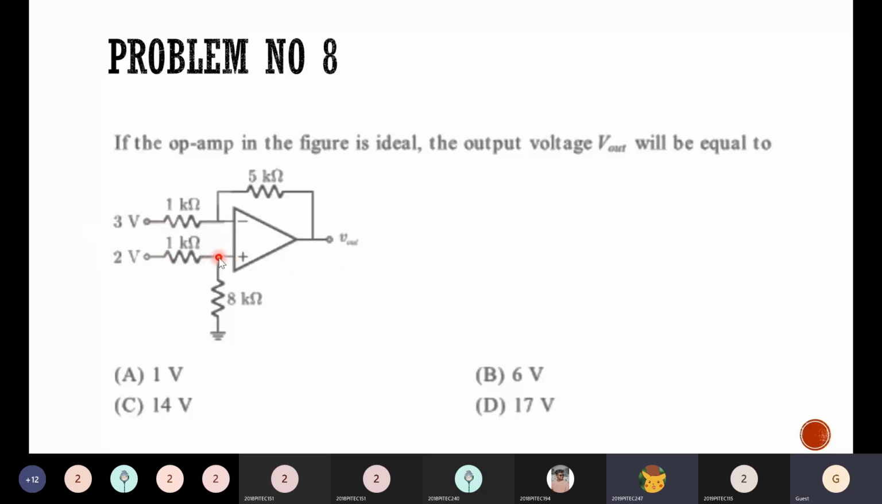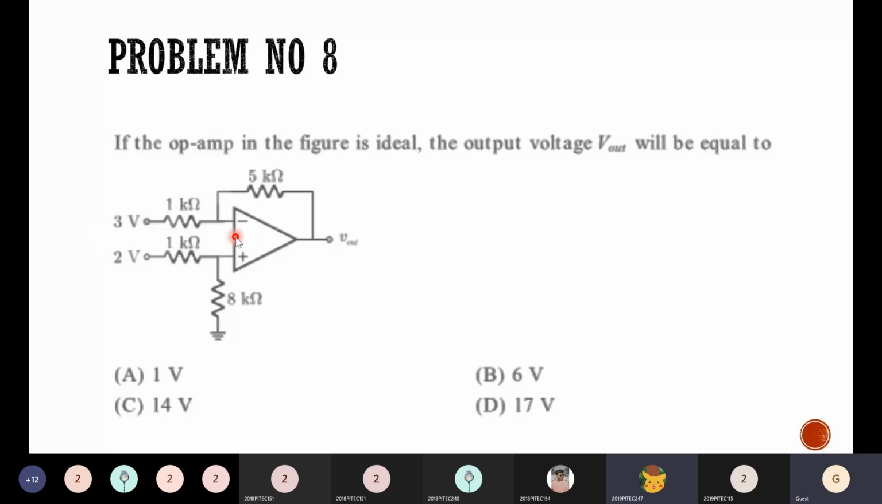Write the KCL equation for this node, and this node. Then comparing these two, you can find out the value. By the op amp, both the values should be equal, is it not? The potential at the inverting and non-inverting terminals should be the same. So using that, you can find out. Or directly, you can apply the golden rules of op amp.